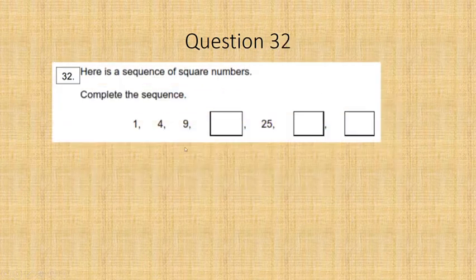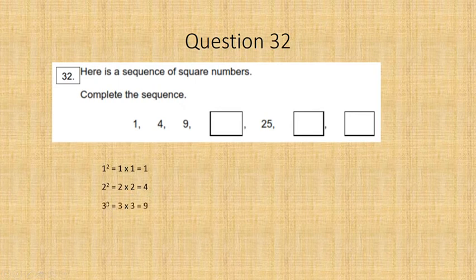In question number 32, it says here is a sequence of square numbers. Complete the sequence. Do you remember what square numbers mean? Let's remember together. Square numbers means multiplying the number times itself once. So 1 square equals 1 times 1, which equals 1. 2 square means 2 times 2, which equals 4. These are the square numbers.